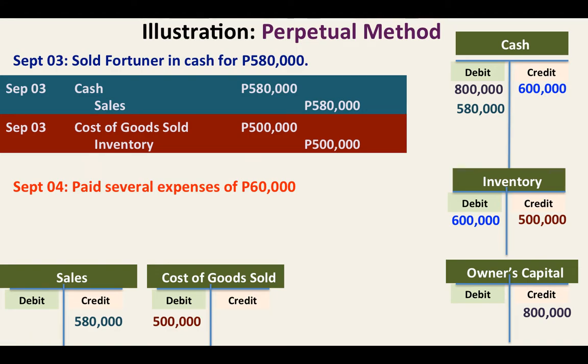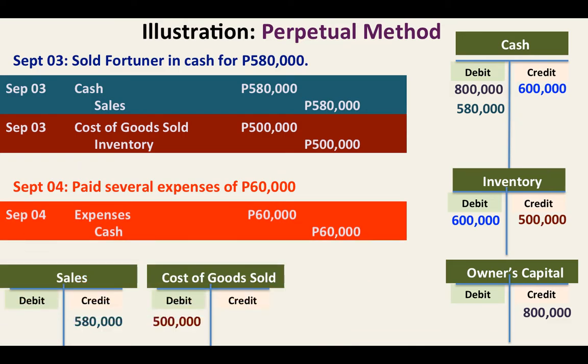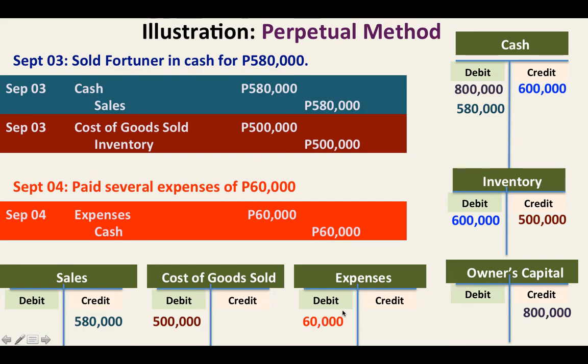Let's have another transaction. Paid several expenses of 60,000. We are already experienced on this. So debit expenses, credit cash, 60,000. Let's post this, and then cash of 60,000.